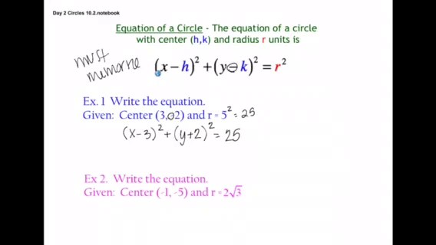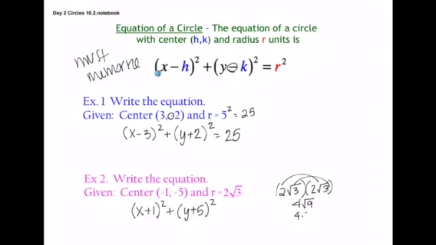Example number 2 tells us that the center is at -1, -5, and our radius is 2 square root of 3. So we are going to take (x plus 1) squared plus (y plus 5) squared, and when you distribute 2 root 3 times 2 root 3, 2 times 2 is 4, square root of 3 times square root of 3 is square root of 9, which simplifies to 3, and 4 times 3 is 12. So our r squared is 12.